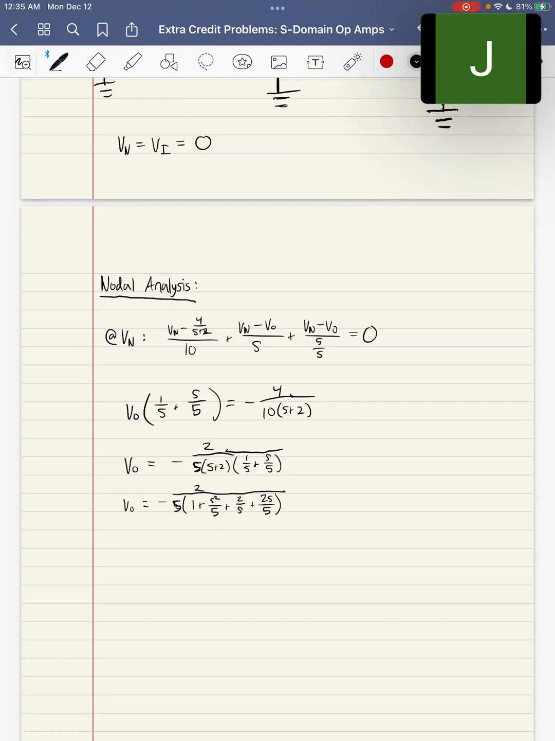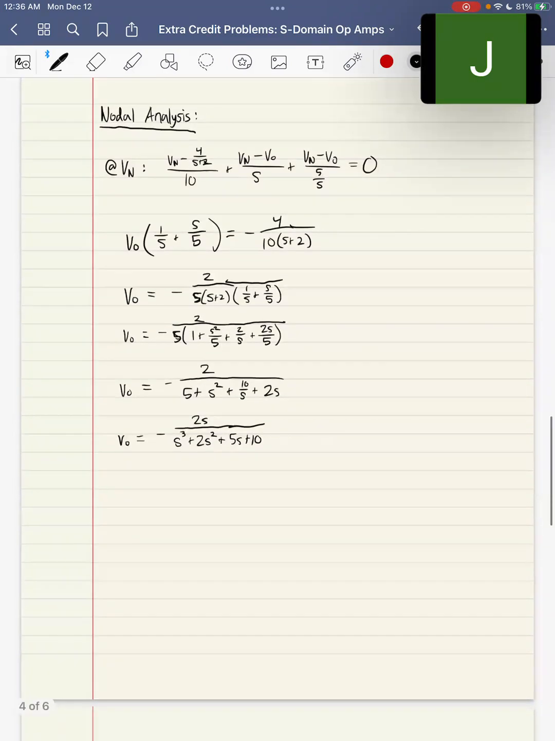So now let's distribute this 5 out. We get Vout equals negative 2 all over 5 plus S squared plus 10 over S plus 2S. Now let's multiply top and bottom by S. So I get Vout equals negative 2S over S cubed plus 2S squared plus 5S plus 10. This can then be factored to negative 2S divided by S squared times (S plus 2) plus 5 times (S plus 2).